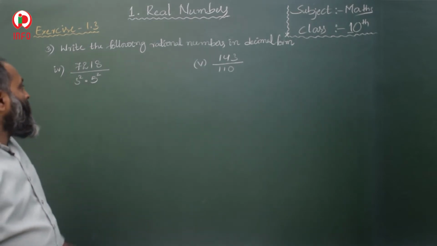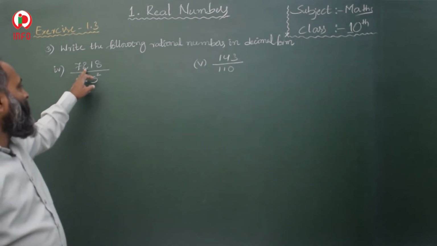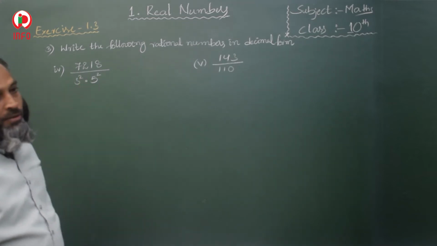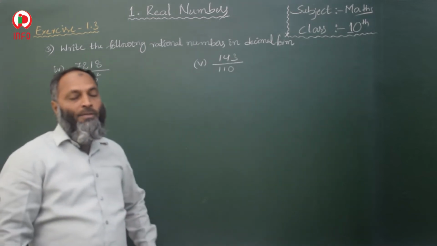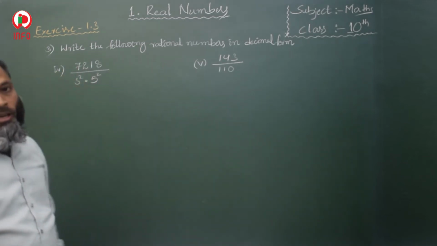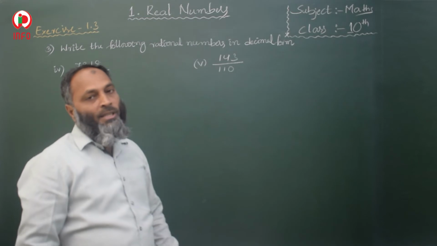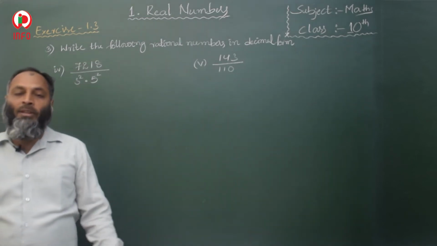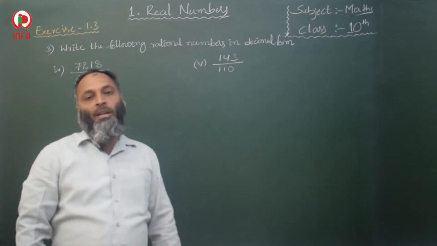So now students, next question, 7218 divided by 3 square and 5 square. Here the denominator is the product of 3's and 5's. If the denominator is the product of 3's and 5's, then that is a non-terminating decimal. It's very simple to say it is a non-terminating decimal.